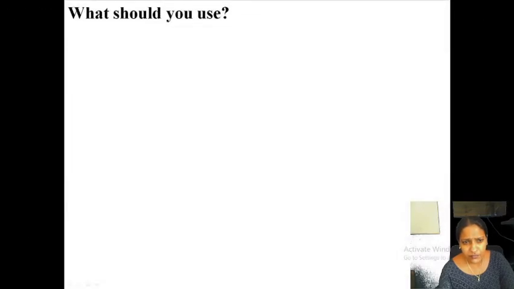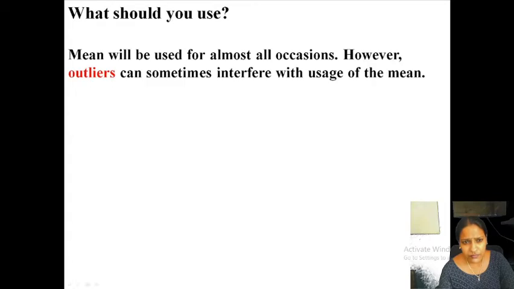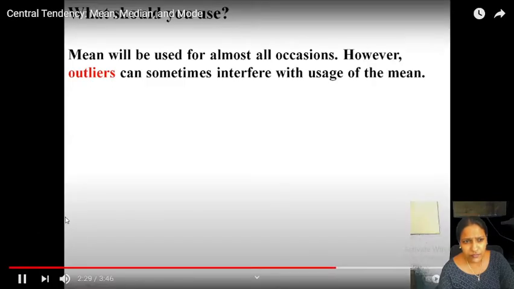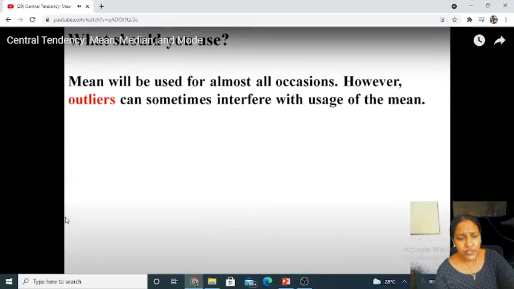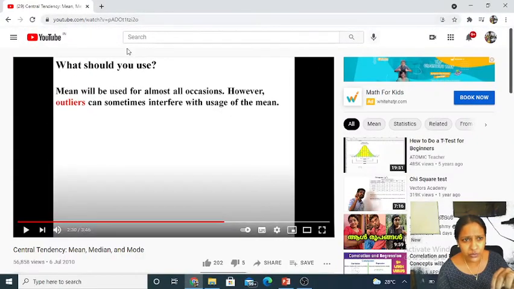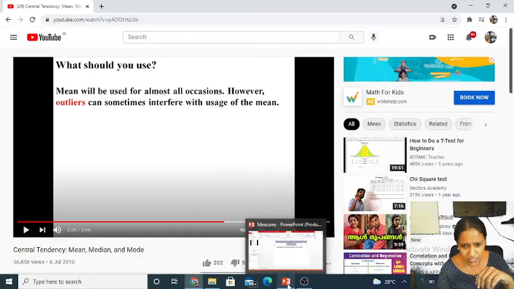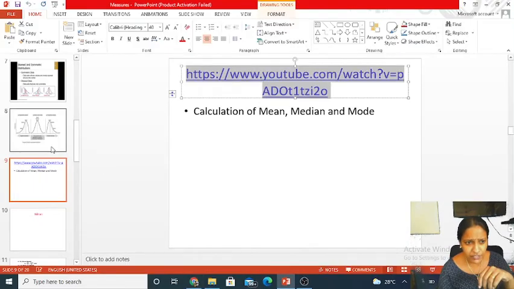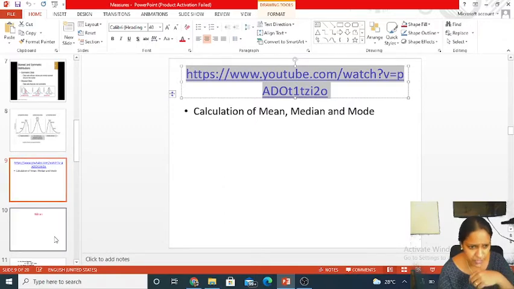So the question comes to, what should you use to find central tendency: mean, median, or mode? Most of the time in the future we're going to be using mean. In this section you have gone through the mean and the median. Just a simple calculation of how to find the mean, median and mode.